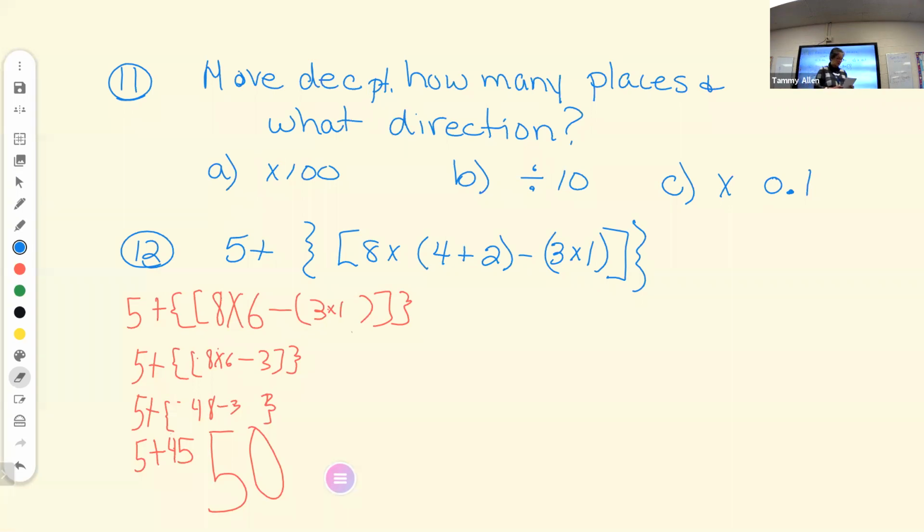Okay. Number 5 is over there on the board. Number 5, 34 and 22 hundredths. Any questions on that? Yeah. You're right. I messed up right there.